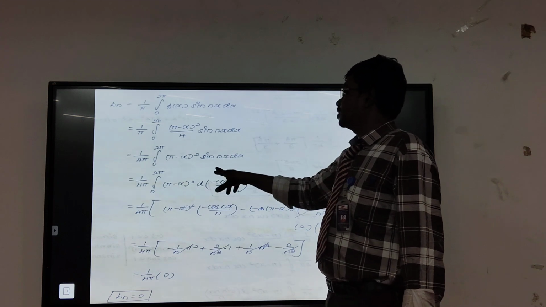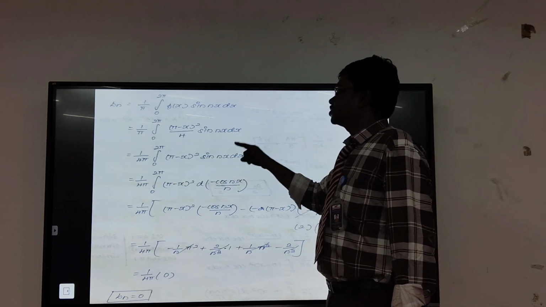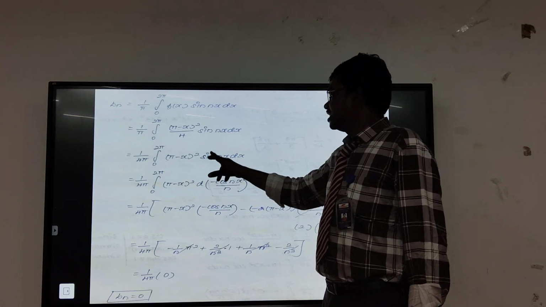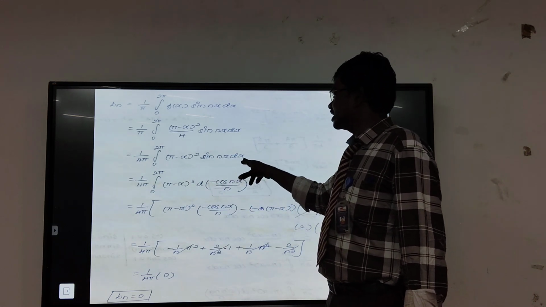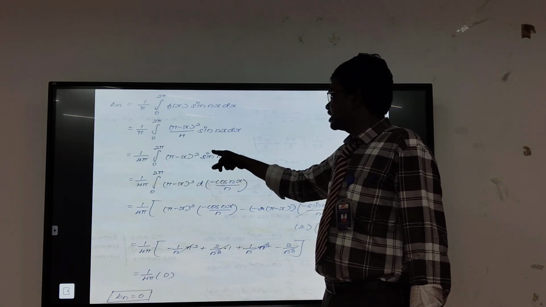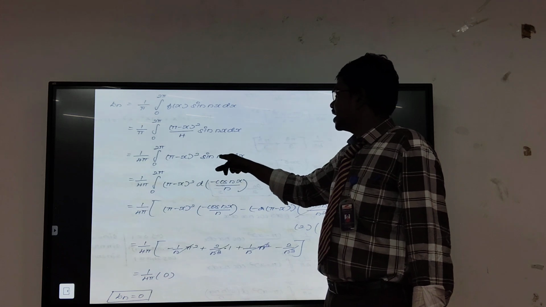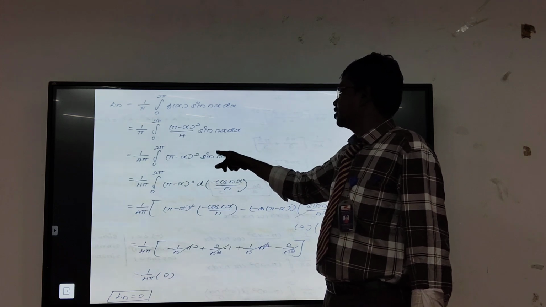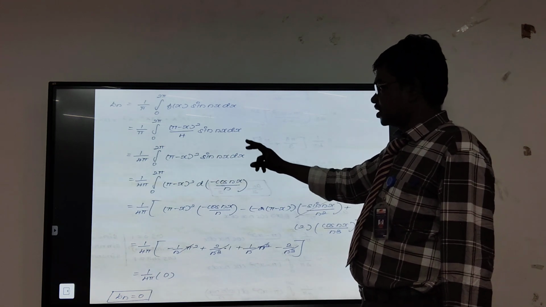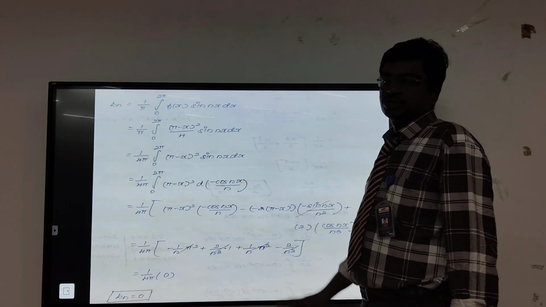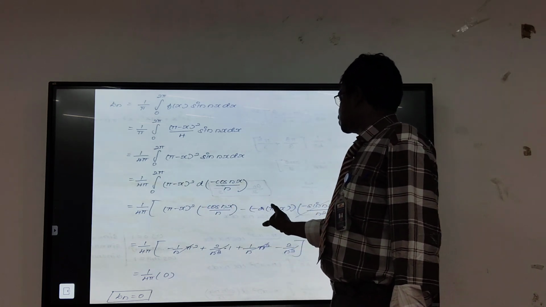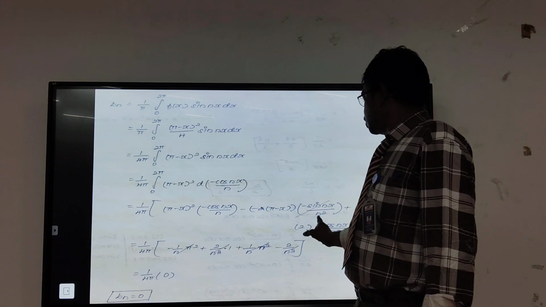Okay. So now we can make it in the form u dv. I will take u as (π − x)² and dv as sin nx dx. So I will integrate sin nx, which gives minus cos nx by n. So this is the format of ∫u dv. We use the same method and formula: uv minus u′v₁ plus u″v₂.